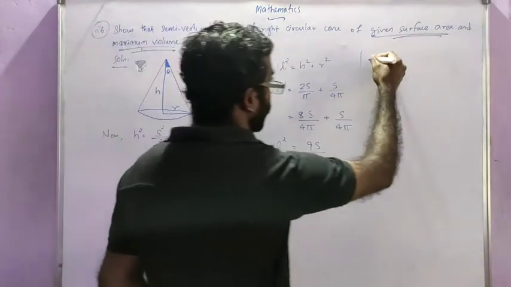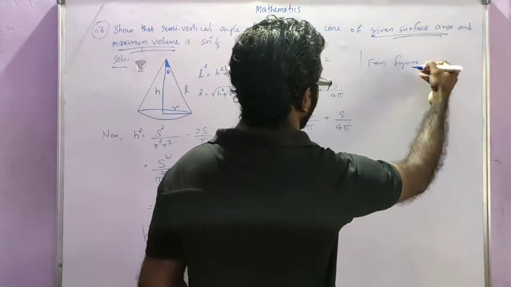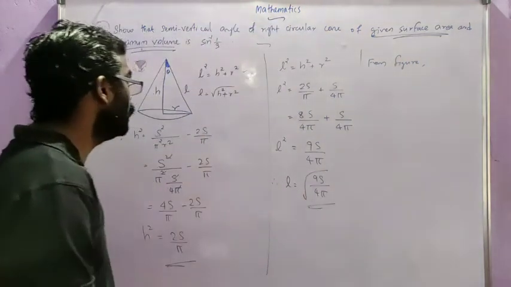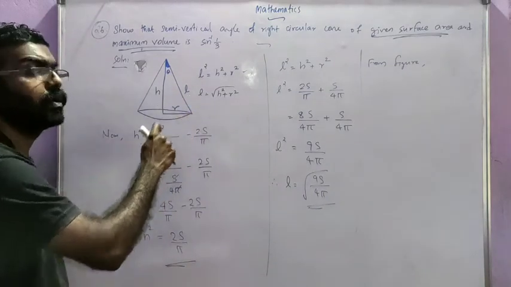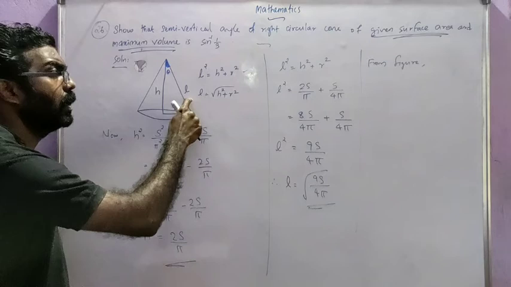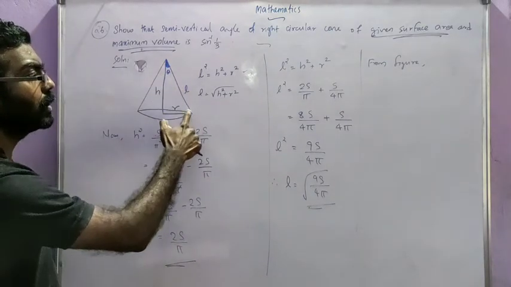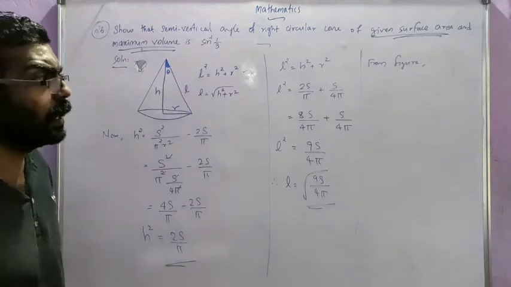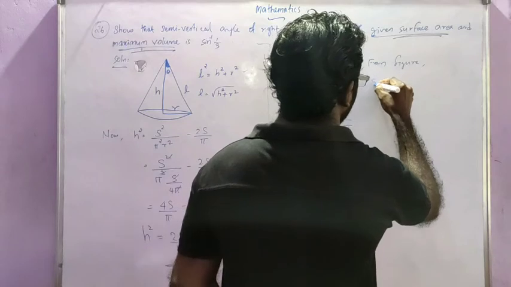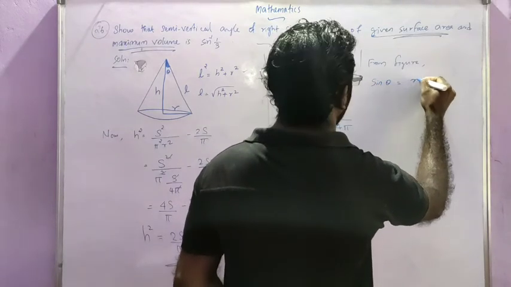Now from this figure, we can take the semi-vertical angle, the sine value, sine theta. Sine theta is opposite side by hypotenuse. Here it is r by l. Okay. Sine theta. Consider this right triangle. The opposite side is r and the hypotenuse is l. So the semi-vertical angle, sine value, sine theta equal to r by l.